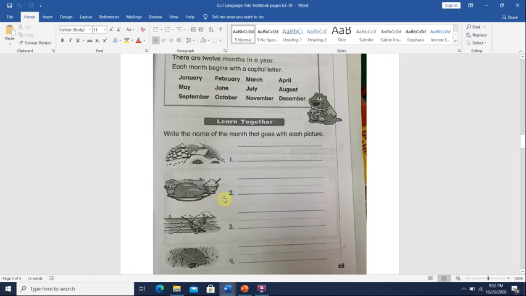Okay, here number 2. This is a turkey and other food. There's a holiday in America called Thanksgiving. It's a day where people eat turkey and mashed potatoes, and they thank God for the food that God sent them. And this holiday usually happens in November. So number 2, we will write November, and it will begin with capital N. You must begin November with capital N.